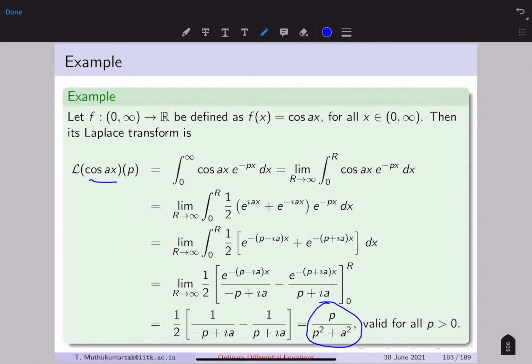So what you will get now for cos, the Laplace transform is p over p square minus a square. For sine, you had a in the numerator. For cos, you now have p. But the denominator is the same. This is again valid for p greater than 0. So this is the Laplace transform of the cosine function.